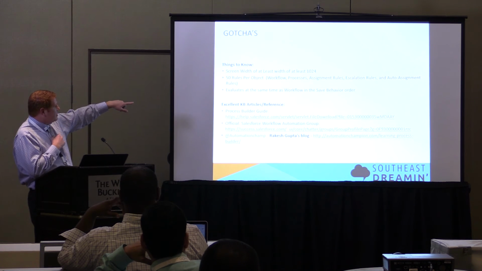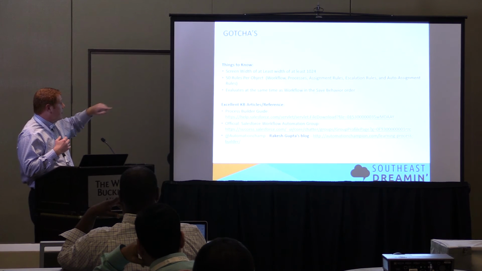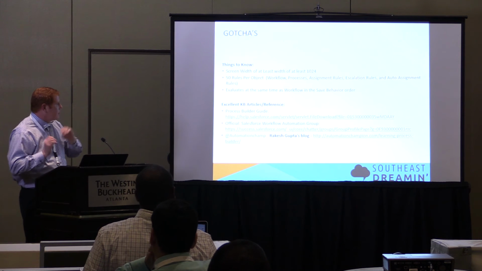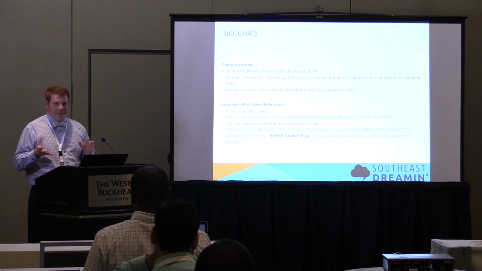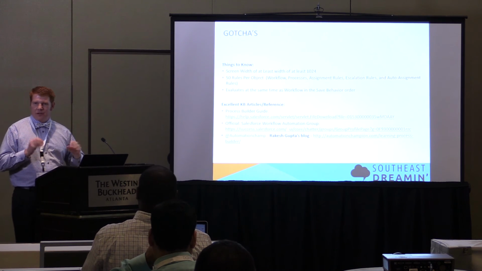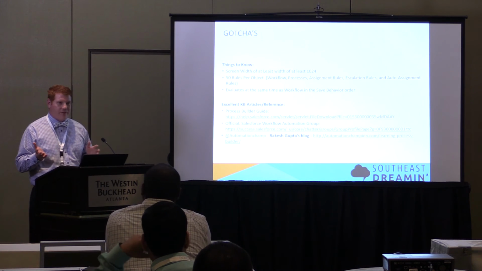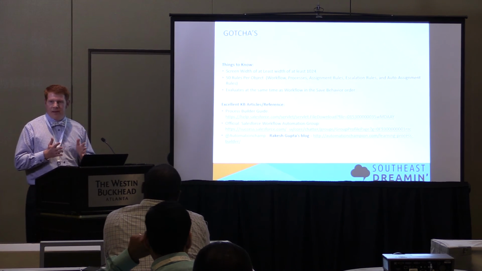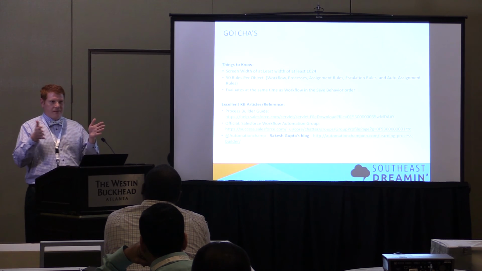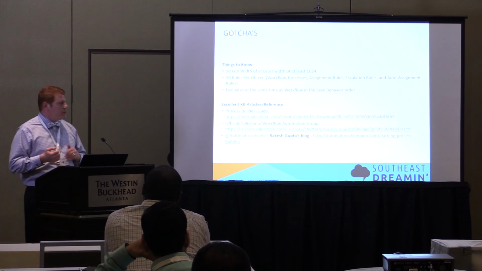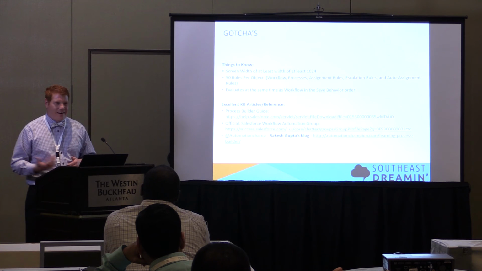These are just quick gotchas: 50 rules per object. This actually still happens. If your screen width isn't 1024, which I feel like should never happen anymore, but if it's lower than that, the Process Builder just shrinks and kind of messes up a little bit. So it's got to be at least that.